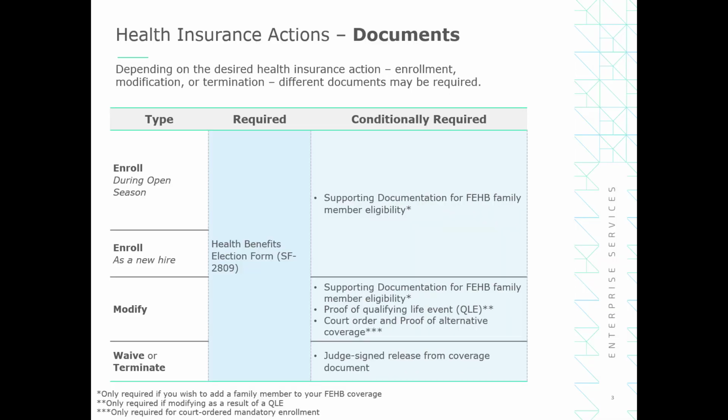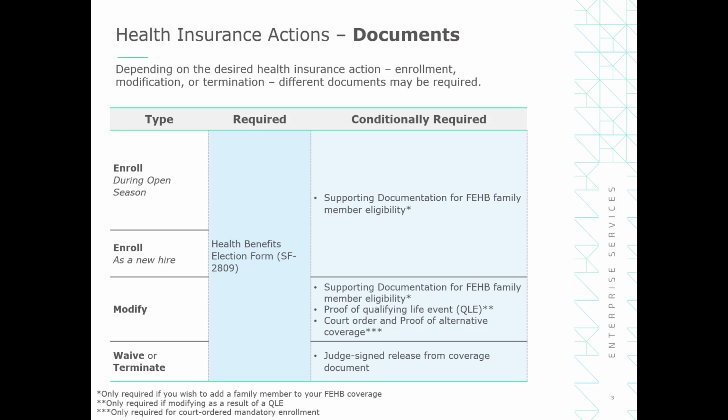The documents you need in order to take action on your health insurance, either enrolling in, changing, or ending your health insurance, vary based on your intention. For example, let's say you want to modify your FEHB. Regardless of the reason, you'll need to fill out the SF2809 form. Then, the conditionally required documents change based on your situation.